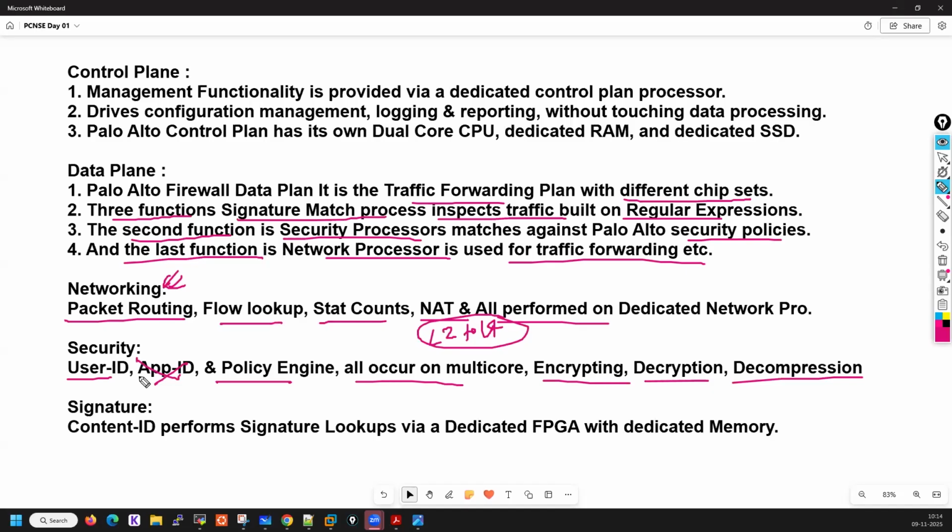You know, guys, why they have mentioned app ID here? There is one technique they have introduced in the slow path. If you remember, they have introduced one technology called app ID cache. That is the reason they started adding app ID here. Otherwise, that term is not required here. Signature match processor is responsible for your app ID and content ID related tasks.